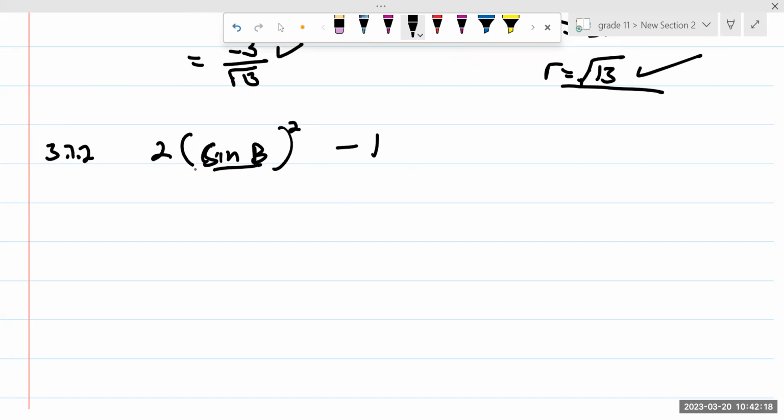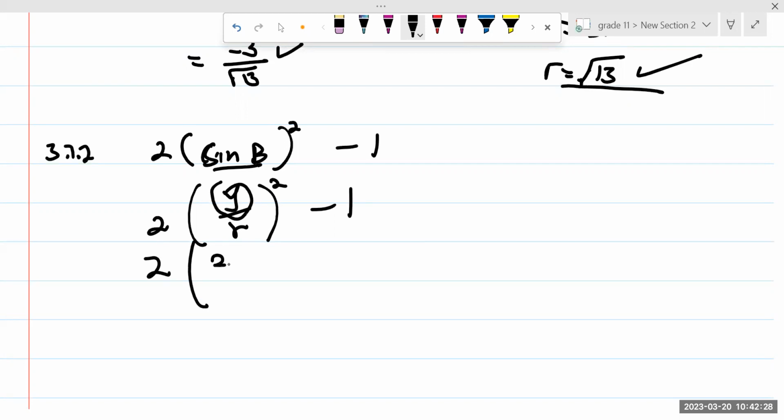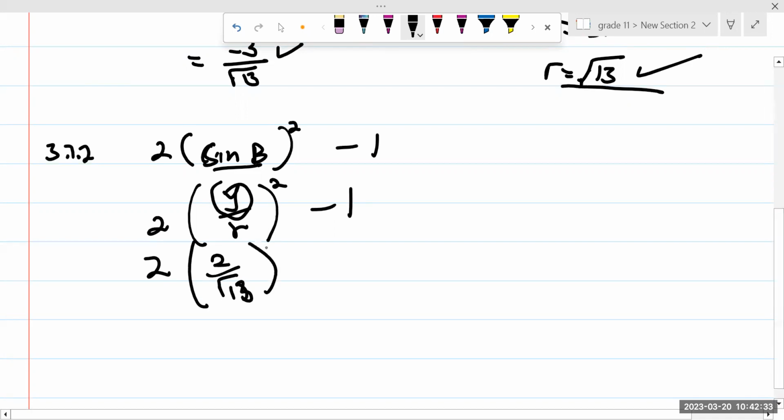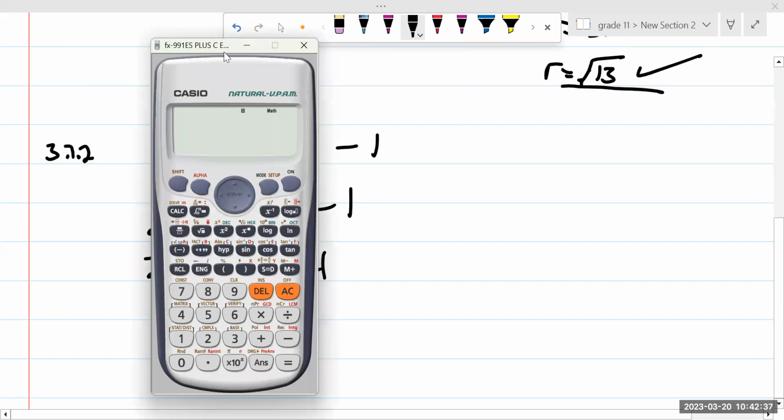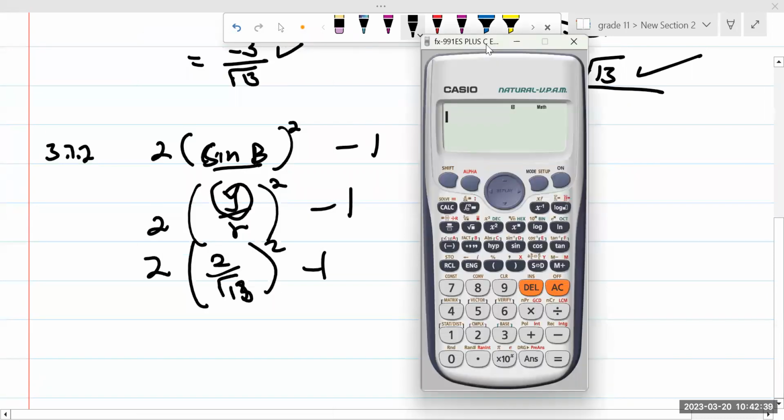How do you define sine of beta? You can define it as 2 open bracket, this is going to be y all over r, all squared, minus 1. Then we have 2 multiplied by what is your y here? It's 2 all over root 13 again, all squared minus 1. Then from here, guys, I can safely say you can go and use your calculator. As long as you remember, guys, you can't have decimals as your answers. In fact, your calculator is going to give you the answer exactly the way they want it.